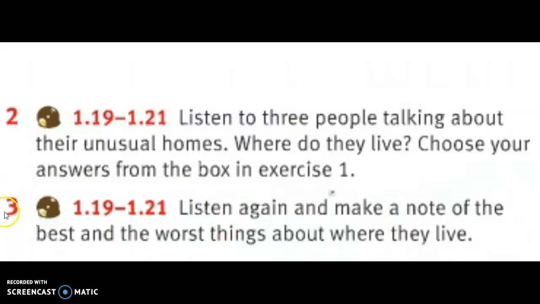Then they can move on to the second listening task, where they listen again to the same audio and do exercise 3. They make a note of the best and the worst things about where they live. So they're listening to the same people and this time noting down these 2 things about each one. As an example, you can play the audio up to where the answer is for the first person, and they can do a quick peer check before feeding back, and then they can listen to the rest.